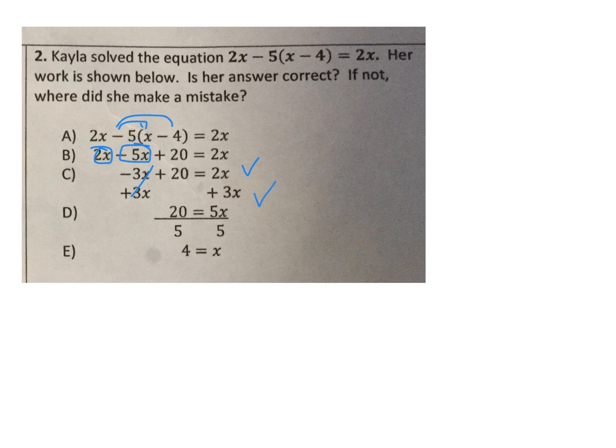And then in order to get the x by itself, we're going to have to divide both sides by 5. So those cancel, and 20 divided by 5 is 4. So that is also a correct step. So is her answer correct? Yes. I don't see any errors.